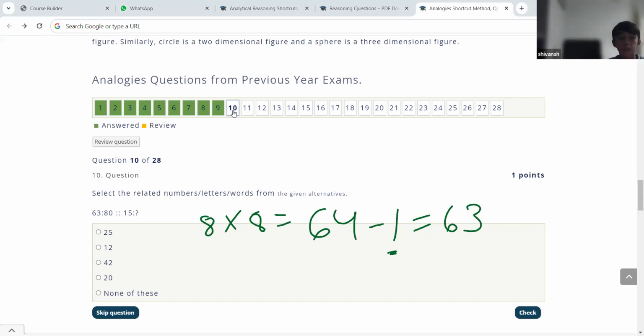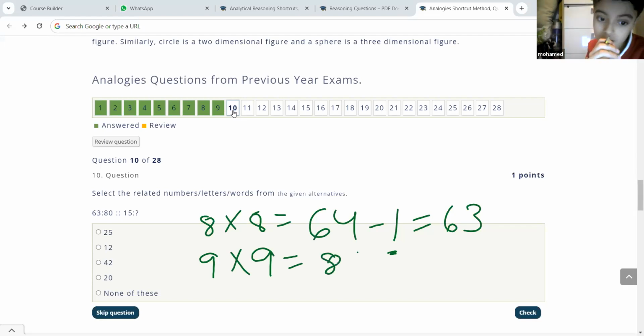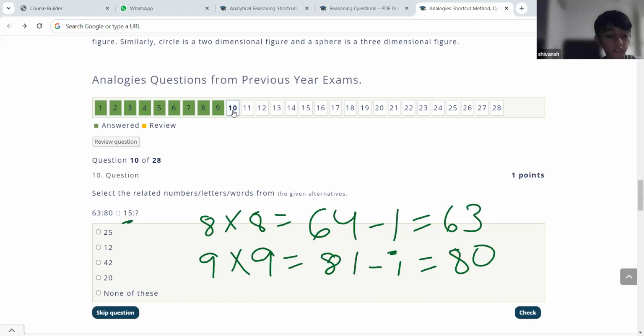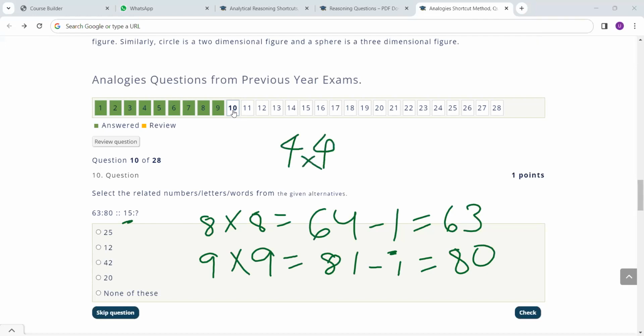9 times 9 is 81, and take away 1 is 80. In the same way, for my answer, this number must be 16. 4 times 4 is 16. 16 minus 1 is 15.